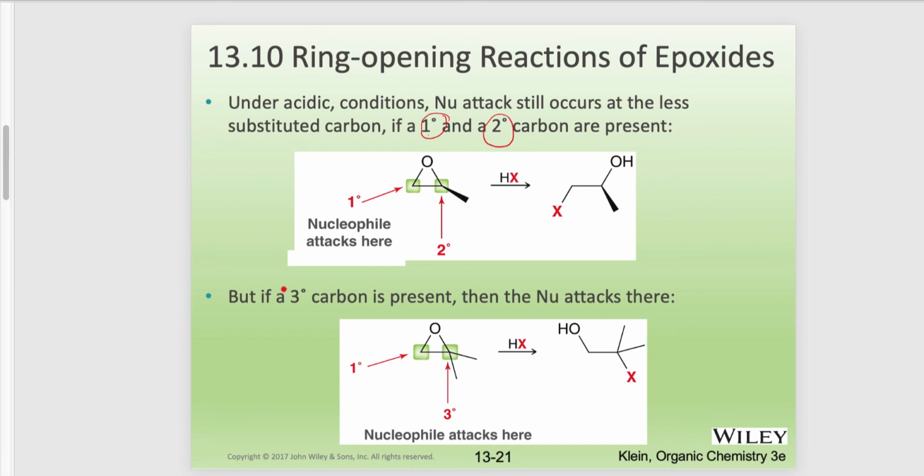However, if we are now dealing with a tertiary carbon, so this would be with having two substituents on one end, now the nucleophile attacks in a different fashion. What's happening here is that basically this bond is weakened after protonation because there's a partial higher substituted carbocation characteristic forming. So the nucleophile in the end attacks here, and you get this overall transformation.